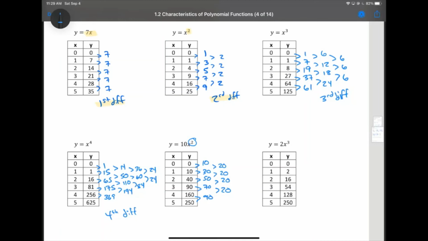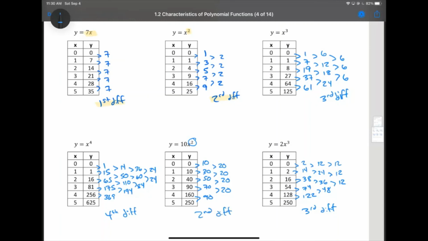And one last one to try. This should be 2, 14, 38, 74, 122. Then 12, 24, 36, 48. And predictably, our third differences are going to be 12, 12, and 12. One I didn't write over here, second differences.